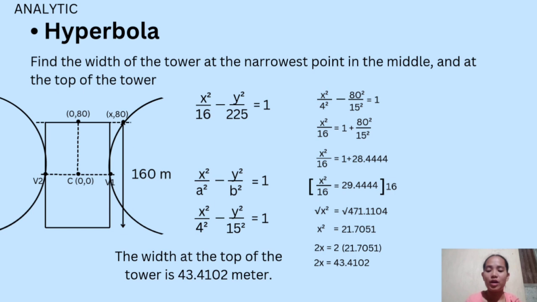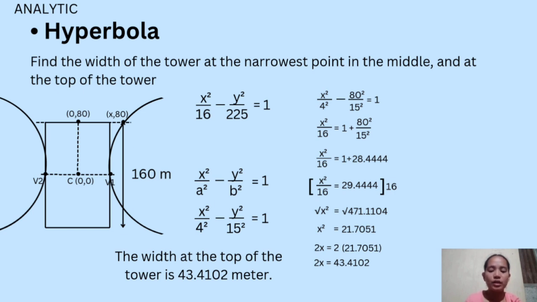We get 28.4444, and we add 1. We just copy the x squared over 16. x squared over 16 equals 29.4444. We need to get x squared, but it has 16, so we need to multiply by 16 on both sides. 16 divided by 16 equals 1, times x squared is x squared. 29.4444 times 16 is 471.1104.